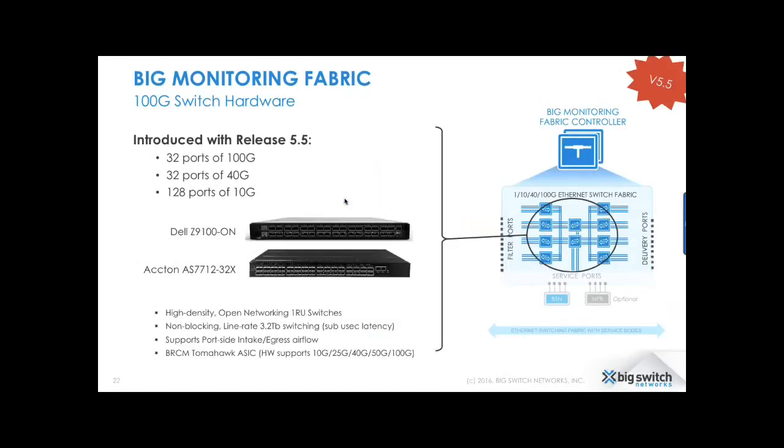With release 5.5, we've taken the next step, and now we are supporting 100 gig switches as well. So as I'm showing on this screen, for our 100 gig switch portfolio, we've added Dell Z9100 as well as Accton 7712 switches. So effectively, depending upon the oversubscription ratios that you want in your fabric, depending upon the kind of tools that you want to filter your traffic into, you have an option of going all the way from 1 gig to 100 gig on a single port. So that is new in our latest release 5.5.